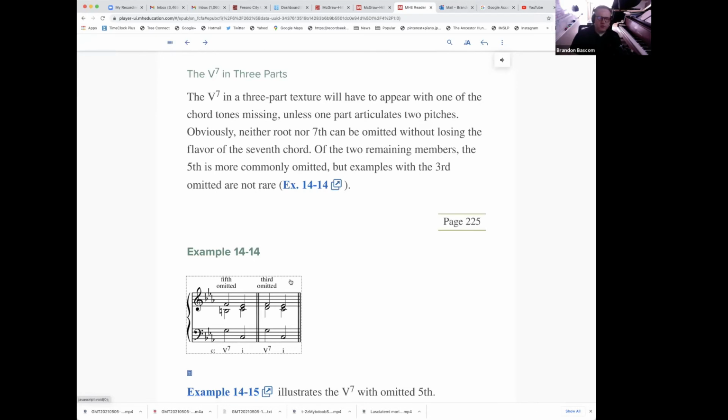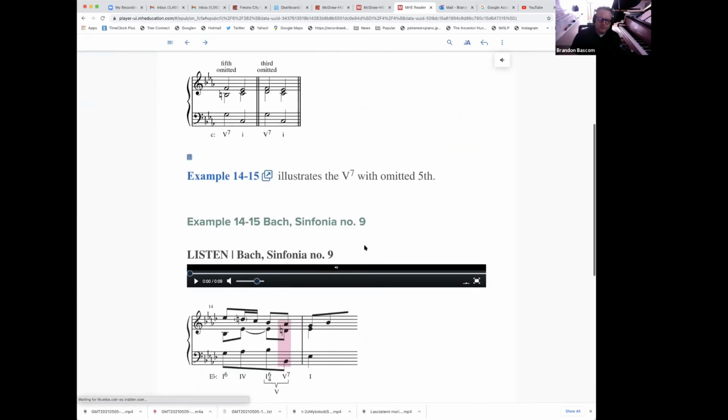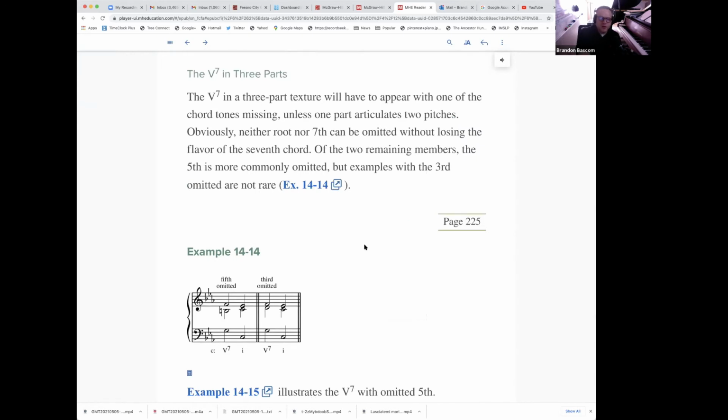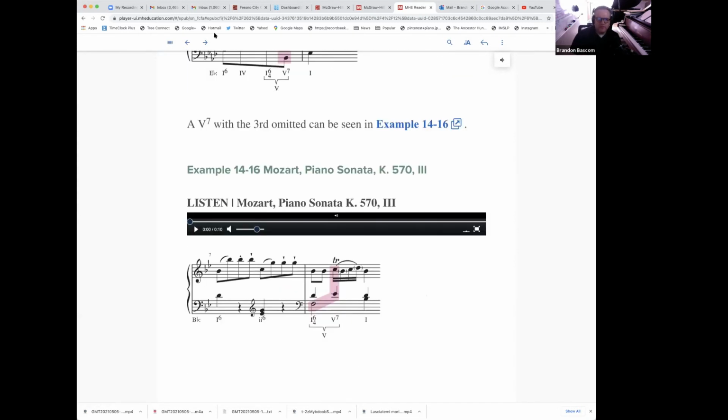The dominant seventh in 3 parts. We talked about what we can omit and what we cannot omit. Yeah? Can omit the seventh. Can omit the third. Well, you can omit the third, but it's rare because that tells us whether we're major or minor. So if we're going to omit something, the fifth is the one that you should omit. That's all that's about.